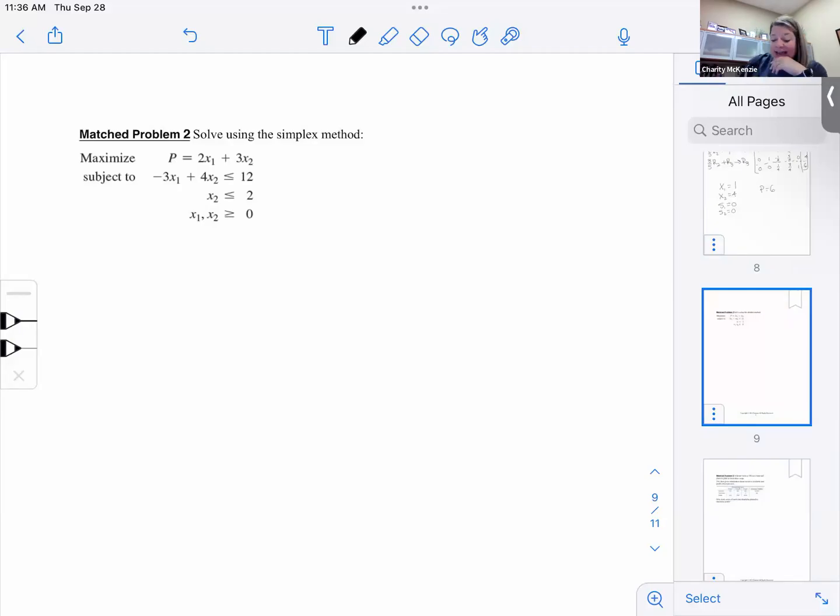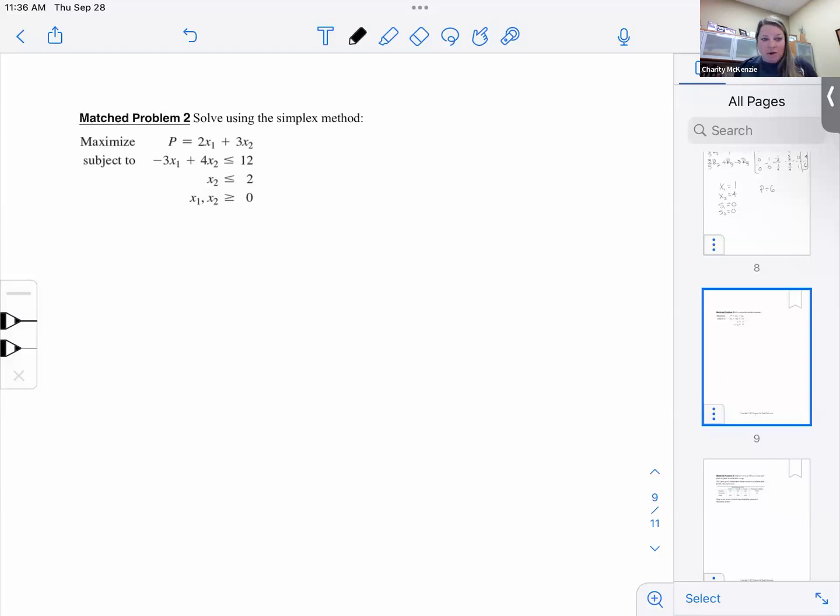Okay, this is the second problem. Well, it's really the third, but the second problem on the note sheet. Let's go ahead and set this one up. So we know our initial system, we need to add those slack variables. We do have a less than, and we are maximizing.